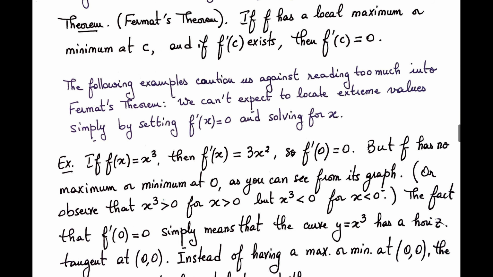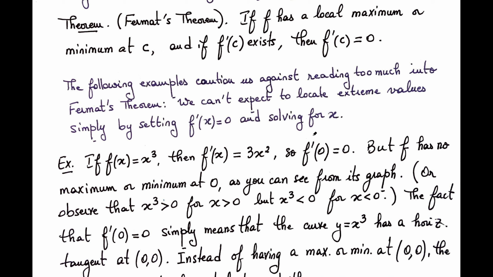So what fails here? Why doesn't Fermat's theorem apply? Well, Fermat's theorem doesn't apply because you don't know a priori that the function has a local maximum or a local minimum, right? Remember, Fermat's theorem operates under two assumptions. If you know that the function has a local extremum, and you know that the function is differentiable at c, then f prime of c is 0.